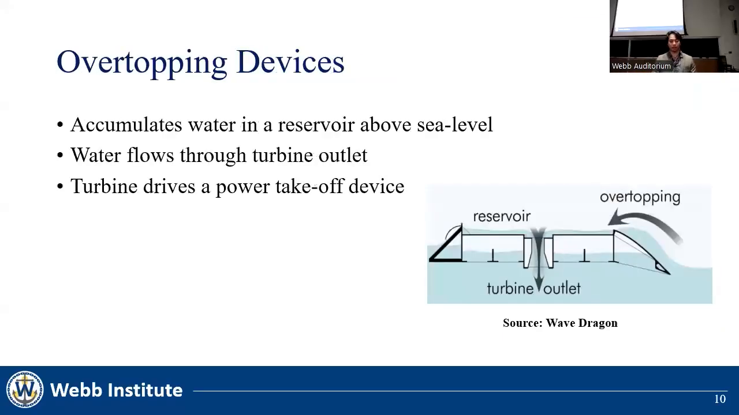Next is overtopping devices. Overtopping devices accumulate water in a reservoir above sea level. This water flows out from the reservoir back into the surrounding ocean through a turbine outlet. This turbine outlet drives a power takeoff device.